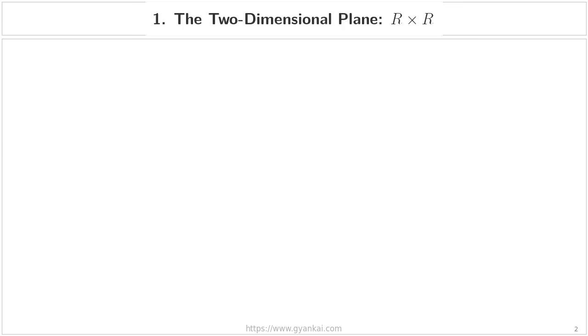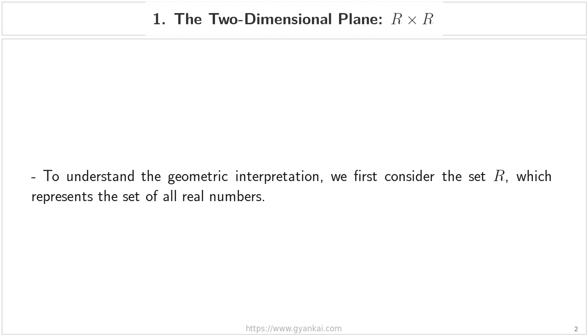1. The two-dimensional plane, R × R. Now that we've established that the Cartesian product is an abstract way to group elements, let's move from the abstract to the visual. To understand this geometric interpretation, we first need to look at the building block, the set R, which represents the set of all real numbers.